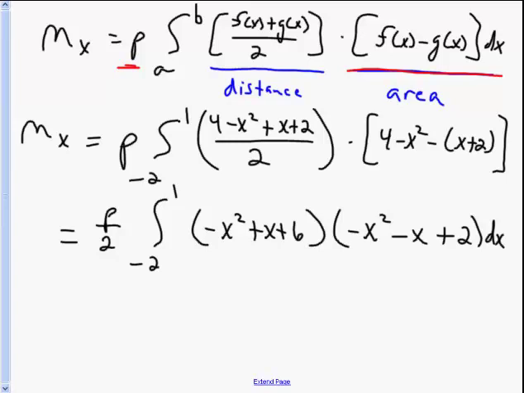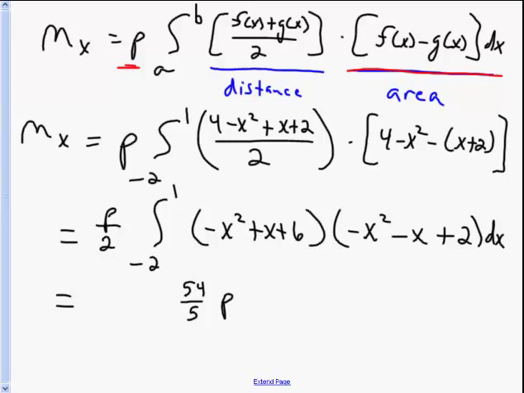And if you go through and multiply that out, it's going to take you a few minutes, so for the sake of time I'm going to save a little bit of time here. But if you multiply that out and integrate it from negative 2 to positive 1, then what you get for your final answer, factoring in the half that you have out there, is 54 fifths, all that times rho.